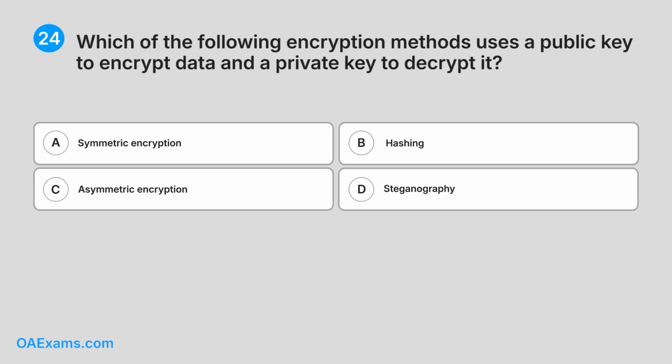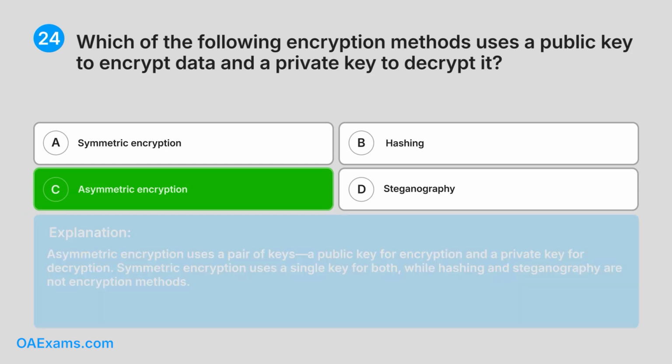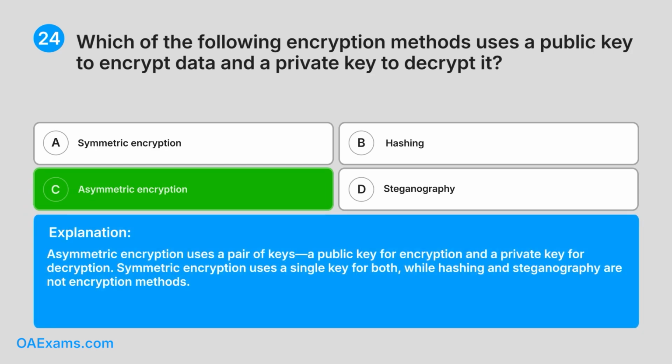Correct answer: C. Asymmetric encryption. Explanation: Asymmetric encryption uses a pair of keys, a public key for encryption and a private key for decryption. Symmetric encryption uses a single key for both, while hashing and steganography are not encryption methods.